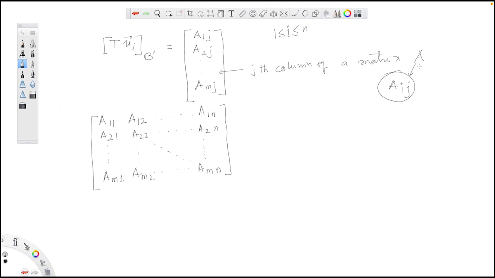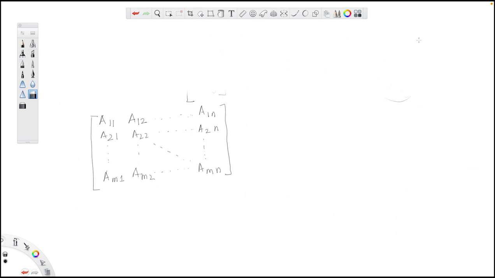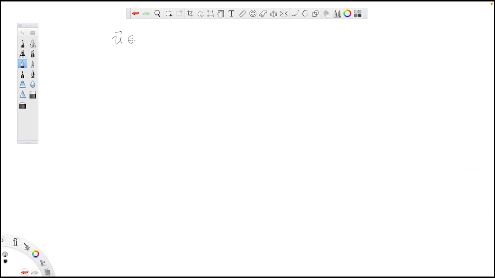let us try to understand more explicitly how this matrix A determines this linear transformation T, in terms of its action on a given vector u of the vector space V. Suppose we choose a vector u in V, and we know that B is an ordered basis of this vector space, which consists of these n vectors u1, u2, all the way up to un, and W is an m-dimensional vector space which has this ordered basis B prime consisting of these m vectors v1, v2, all the way up to vm.